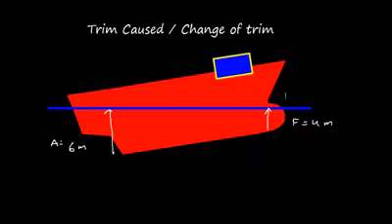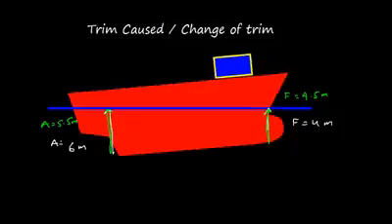Here the forward draft becomes 4.5 meter and aft draft becomes 5.5 meter. And it will happen when the ship will look like this. So here the forward draft is 4.5 meter after shifting the weight and aft draft is 5.5. Well, let's discuss trim cost.